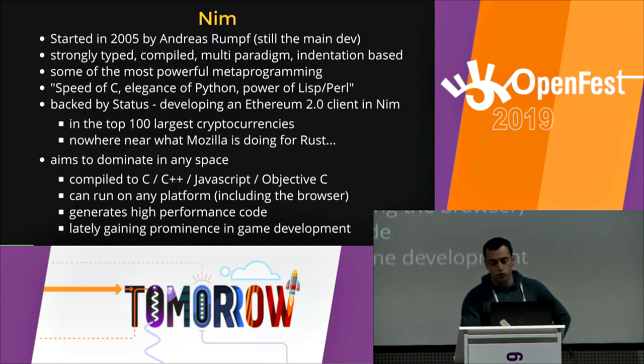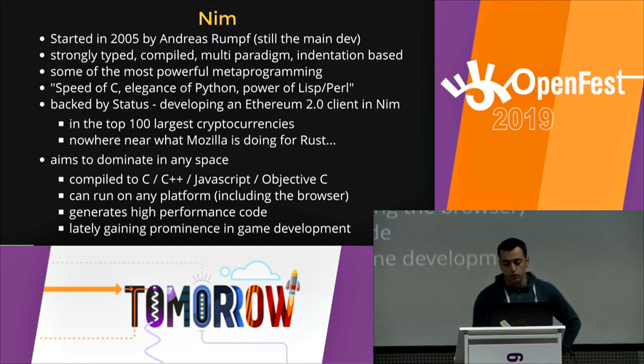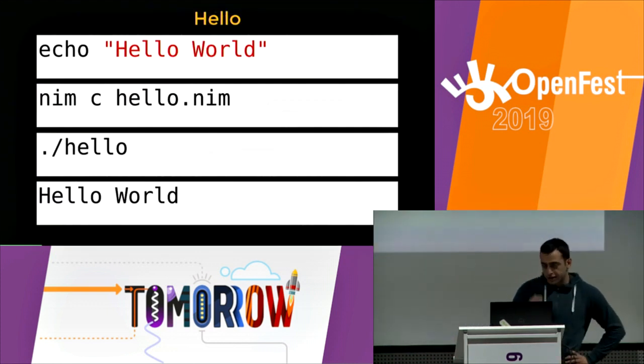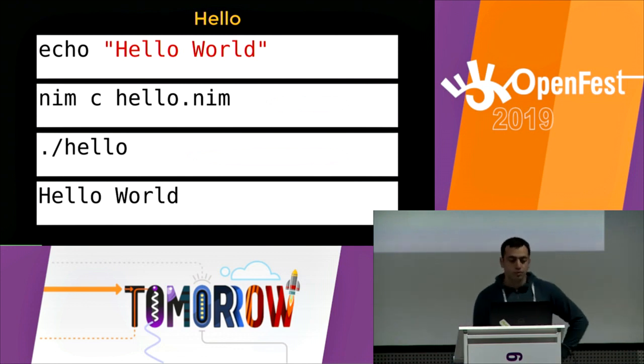And yeah, it really aims to dominate the space in programming languages, and because it compiles to C, C++, JavaScript, Objective-C, it can basically run on any platform. And lately, it has been gaining prominence in game development. So, this is a really simple Hello World program. We compile it, we execute it, and we get a Hello World in our terminal.